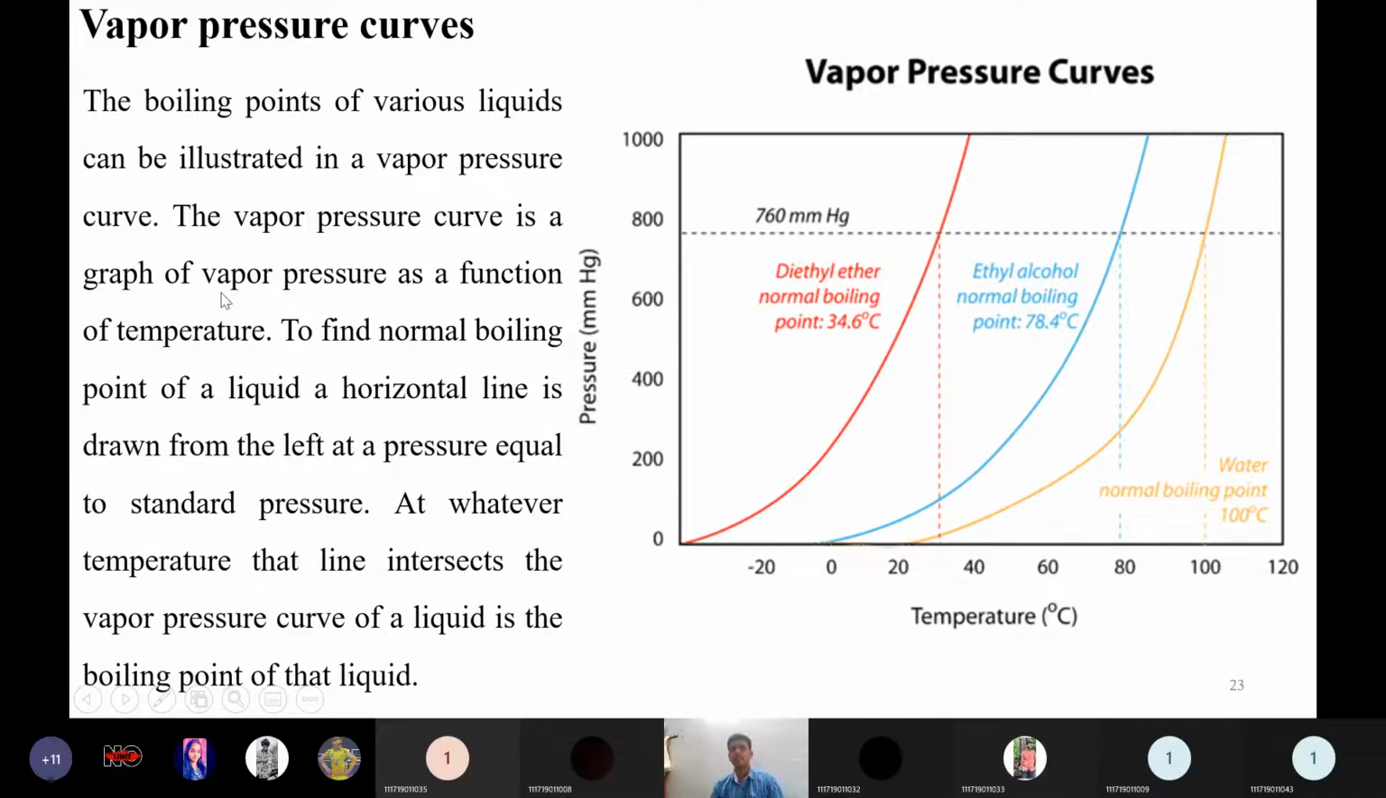So the vapor pressure curve is a graph of vapor pressure as a function of temperature. To find the normal boiling point of a liquid, a horizontal line is drawn from the left at the pressure equal to the standard atmospheric pressure. So this is the standard atmospheric pressure, and to the left we draw the line here. The temperature at which that line intersects the vapor pressure curve of the liquid is the boiling point of that liquid. These are called vapor pressure curves, which are nothing but pressure as a function of temperature curves. Is that clear?